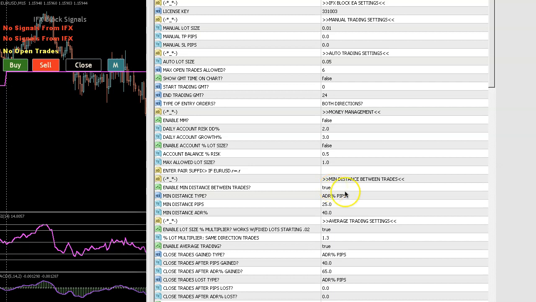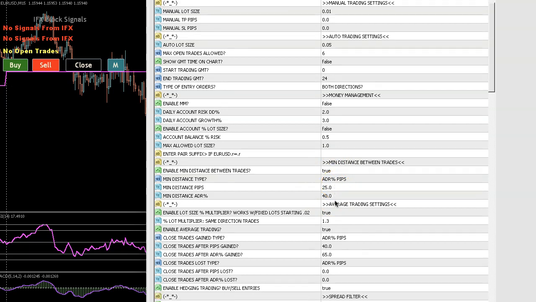This is going to work when you actually set it to, let's say you enter manually and then you set the EA to enter again after that, automatically. Then that is going to take effect. So keep that in mind, okay?